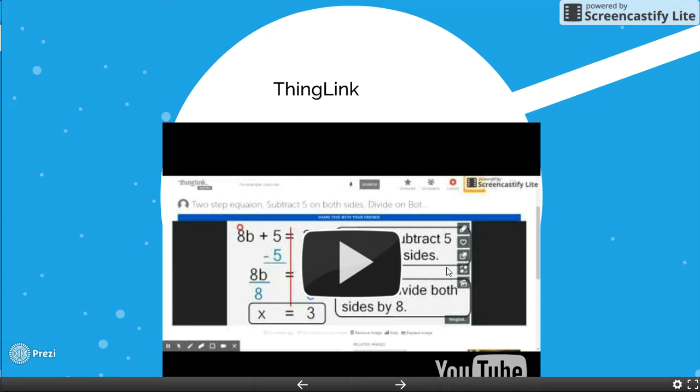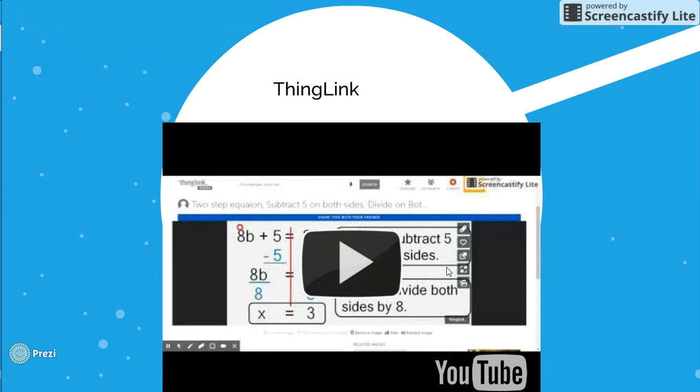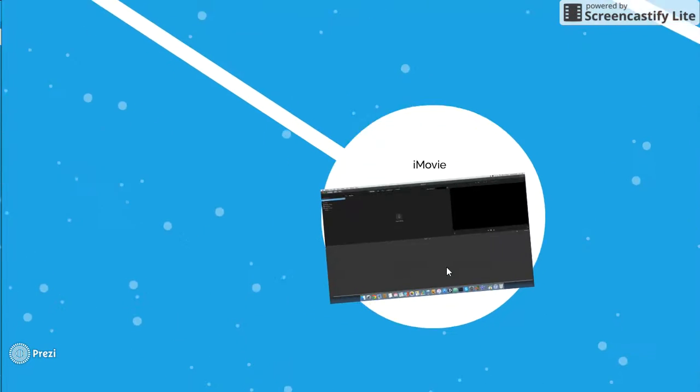So I really liked with ThingLink that they're going to do their work, they're going to show their problem, but it gives them that dot to kind of explain it, or even use a screencast and add that in on a YouTube video. It gives them that creativity piece a little bit more than just doing the problems.